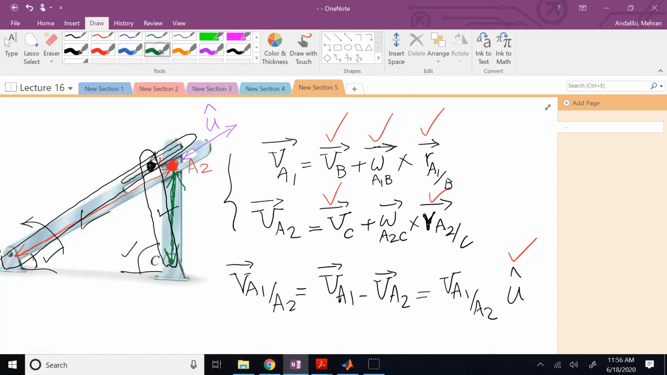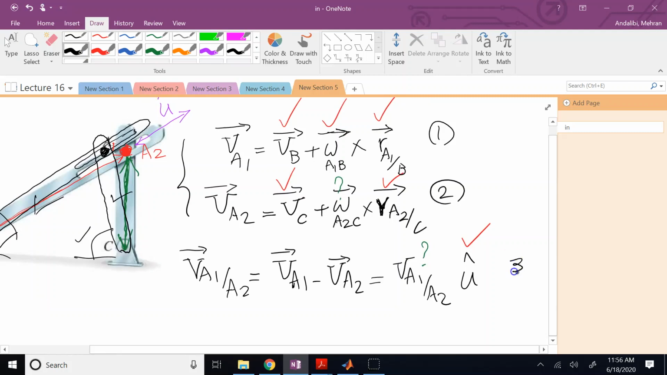And then which ones I don't know? Well, this magnitude I don't, and the magnitude of omega I don't. So if you now compare equations 1, 2, and 3 together, if you subtract 1 and 2, the left side of it is going to be what? V of A1 minus V of A2. And the left side of 3 is also what? V of A1 minus V of A2. Therefore, the subtraction of the right sides of 1 and 2 should be what? The right side of 3.